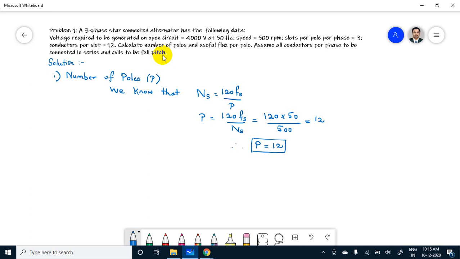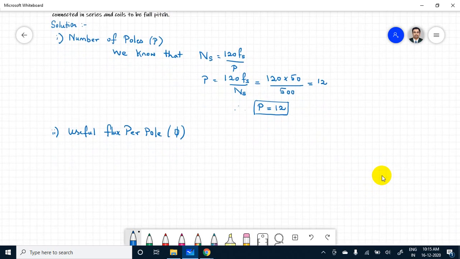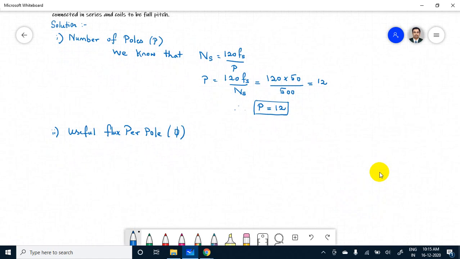And second subdivision. First one we have calculated the number of poles. Second one you are going to calculate the useful flux per pole. The notation will be phi. Now how to calculate this flux per pole? What is the relationship between the EMF generated and the flux? Can anyone tell me the formula?